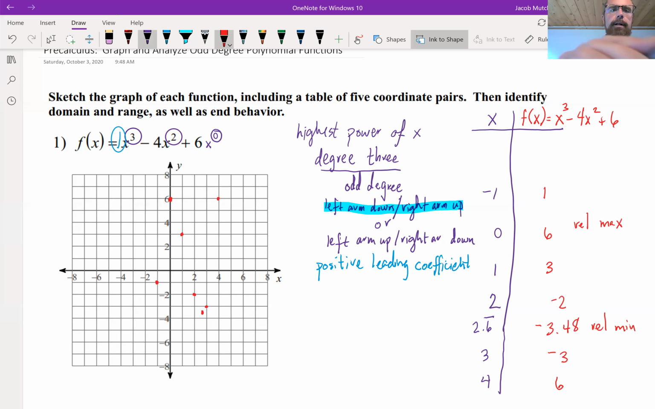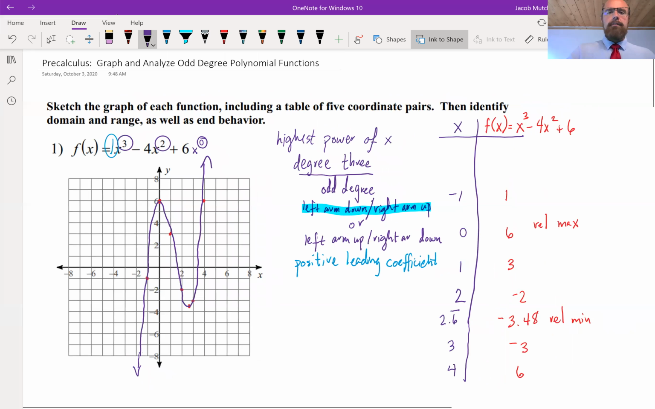And we're ready to sketch that curve. So the left arm is down. It travels up to the relative maximum at 6, turns back downward, relative minimum at 2-point repeating 6, -3.48, and then that right arm ascends into the high sky of quadrant 1. That completes our first task of graphing the function.